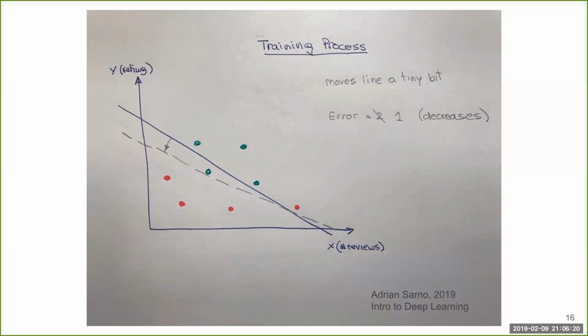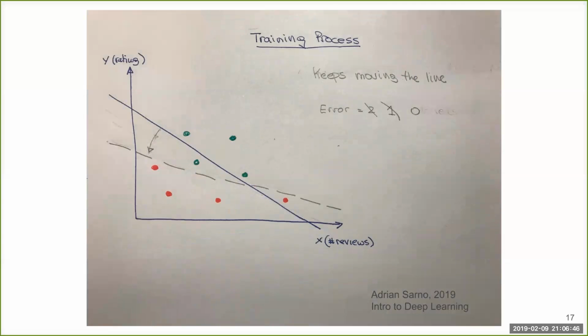So to decide which way to move the line for the next try, the training algorithm will move it a tiny bit, for example, 1/10 of a step in one direction, and recompute the error. So here we see that the error decreases. So if the error decreases, we will move the line a whole step in the same direction. If the error increases, we would move the line a whole step in the opposite direction.